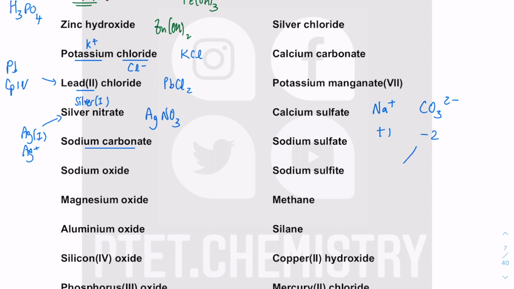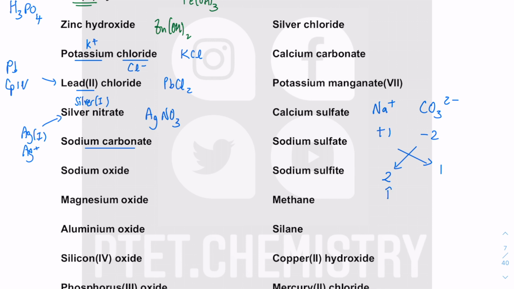Bring down the charges and then cross multiply the value of the charges, not the charges themselves. The value is 2, so I put down 2. I don't put down minus 2, I put down the value, the number. Because these are charges that belong to the ion. These are numbers, which tell you how many of the ions you need.